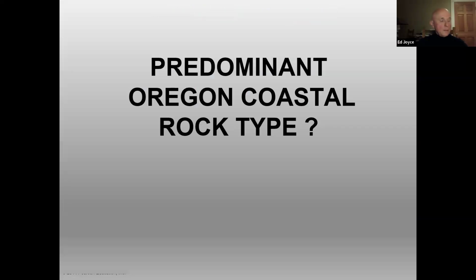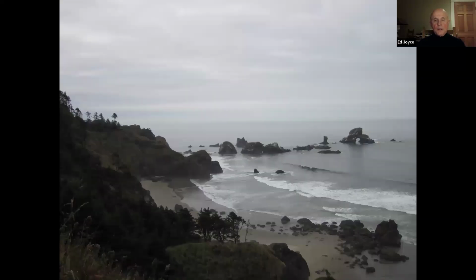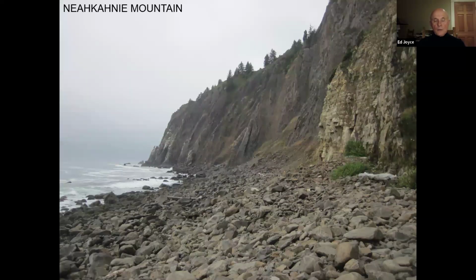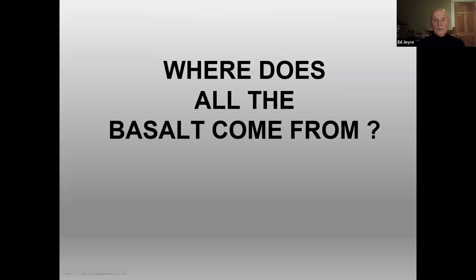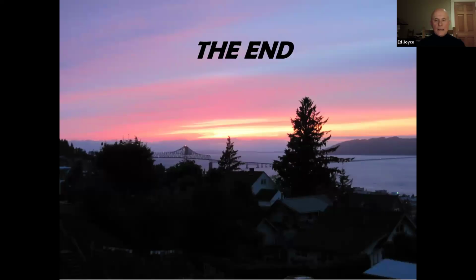Okay, what is the predominant Oregon coastal rock type? It is basalt. Basalt is everywhere. It's hard to get away from the basalt when you're walking down the Oregon coast. And I'm going to hold you in suspense. So where does all the basalt come from? You're going to have to come back next session to see. That's all I have to say.